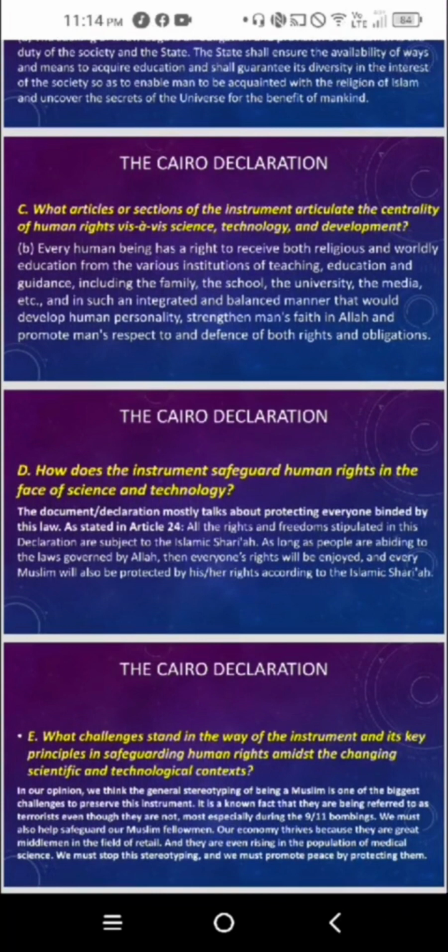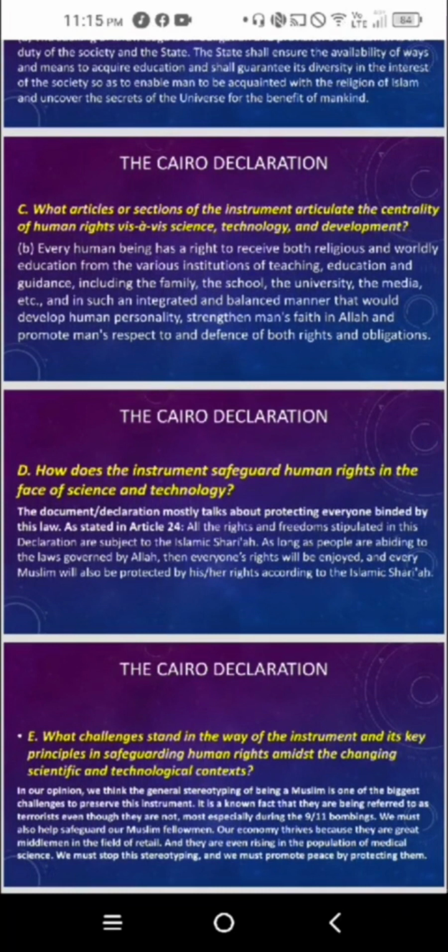And lastly, what challenges stand in the way of the instrument and its key principle in safeguarding human rights amidst the changing scientific and technological context? In our opinion, we think the general stereotyping of being a Muslim is one of the biggest challenges to preserve this instrument. It is a known fact that they are being referred to as terrorists even though they are not, most especially during the 9/11 bombings.